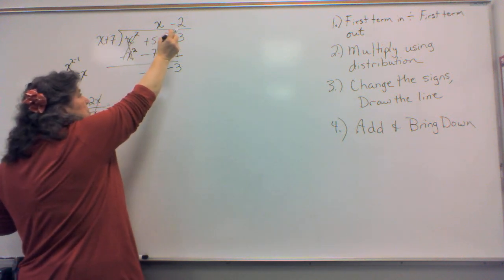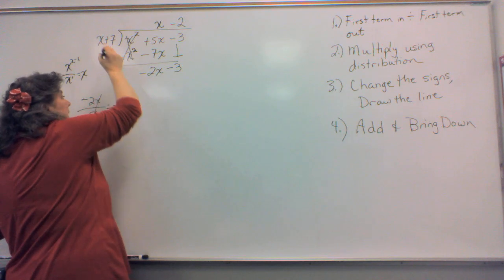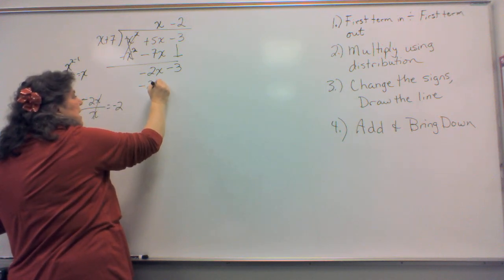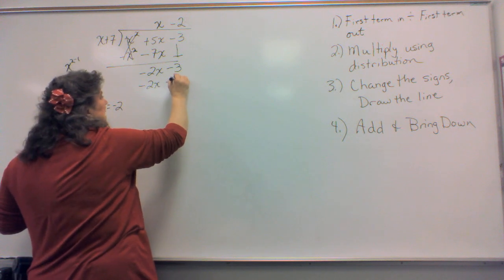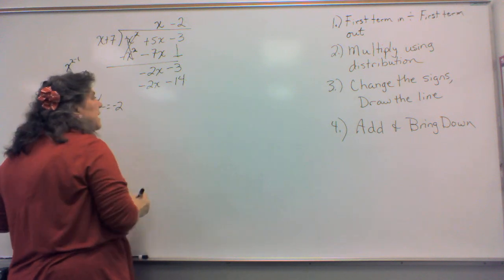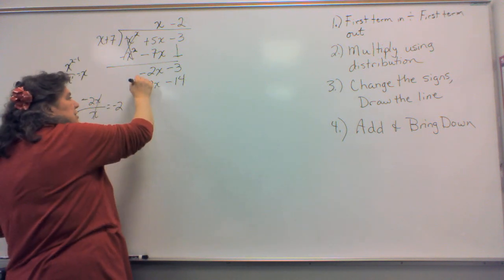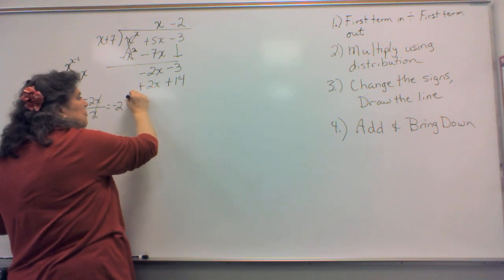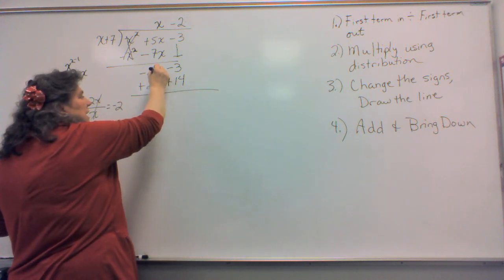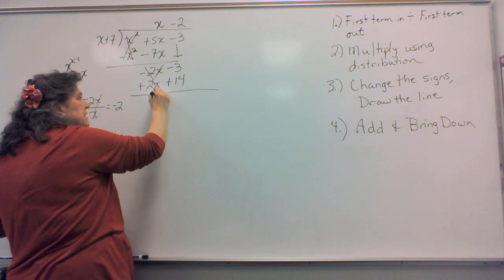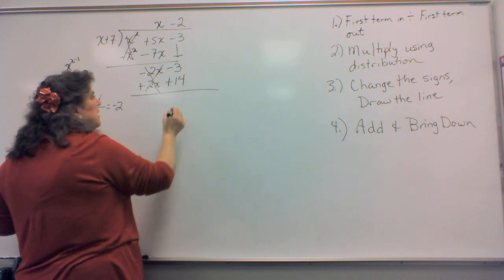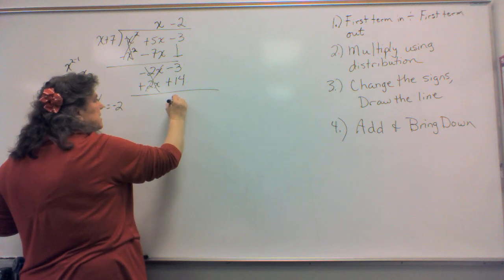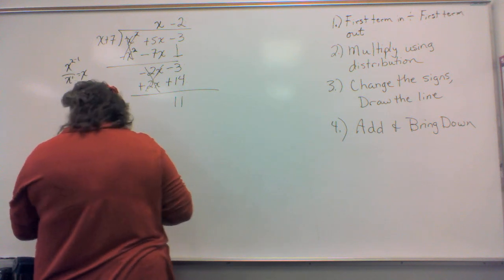Multiply by distribution. Negative 2 times x is a minus 2x. Negative 2 times 7 is a minus 14. Now, change the signs and draw the line. Negative 2x plus 2x is 0. Negative 3 plus 14 is going to give you a positive 11.